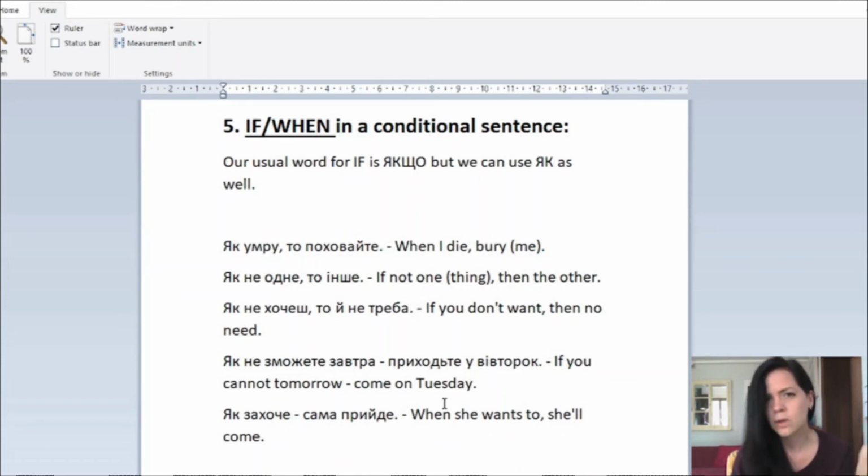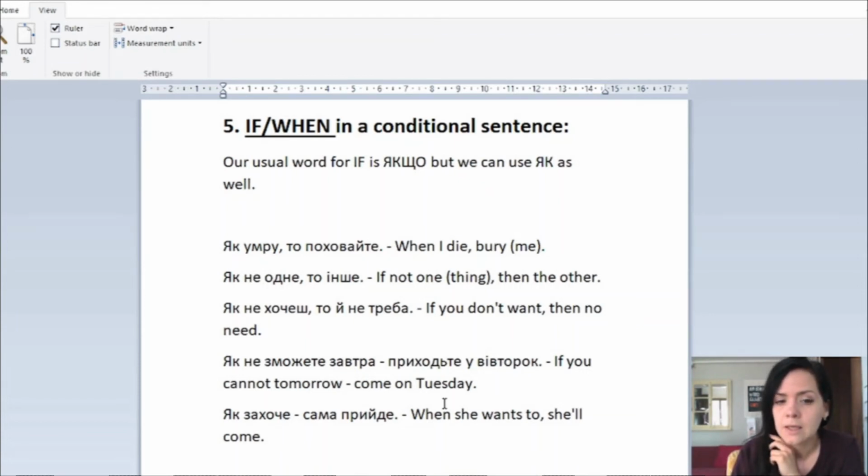A lot is going on in my life, okay? Number 3. Як не хочеш, то й не треба. So, як не хочеш means if you don't want, то й не треба. Well, then there's no need, okay? Не треба means no need. So if you don't want, then no need, right? If you are going to do something unwillingly, then don't do it whatsoever, okay? Як не хочеш, то й не треба.